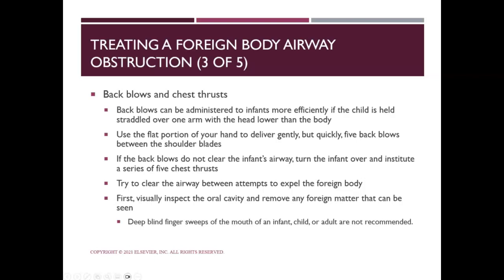If those don't clear the object, I'm going to quickly flip the baby over to my other arm so that their spine is resting on my other forearm. I'm going to stabilize their head and neck with my hand and deliver 5 chest thrusts. I'm going to use 2 fingers of my opposite hand, find the middle of the sternum, and do 5 chest thrusts just like you would do compressions. You're going to keep doing that until the object is cleared.